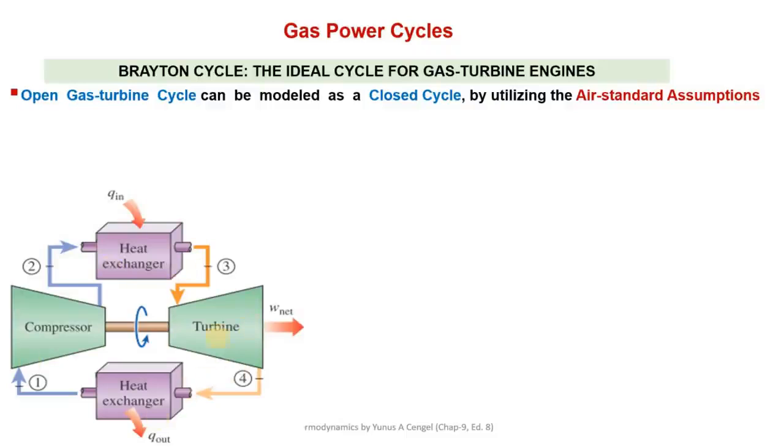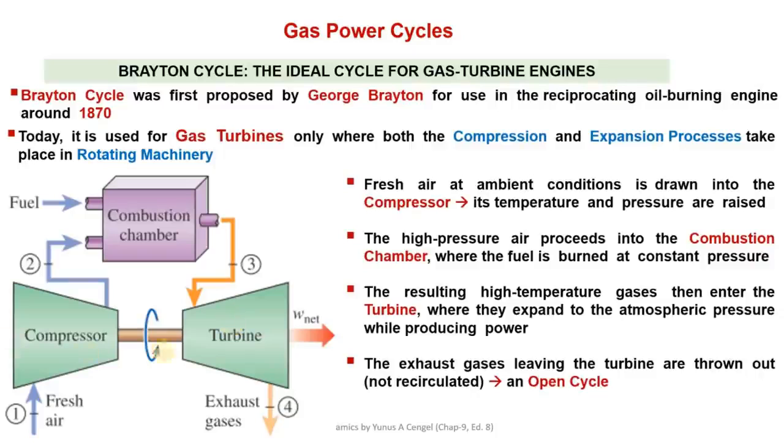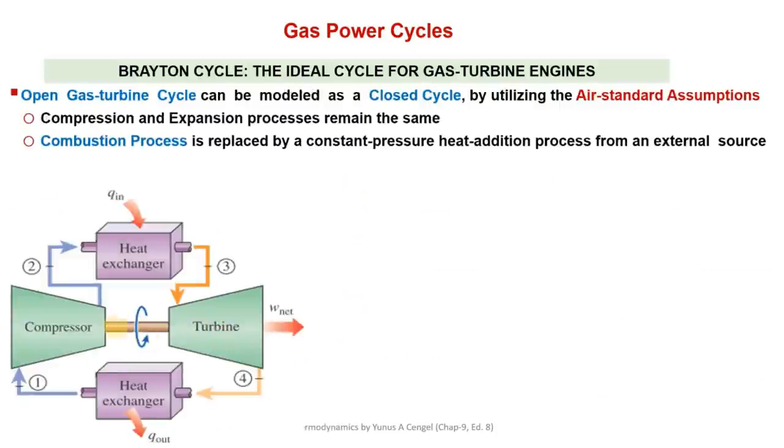So I'm telling you again, if you do not remember why we are doing it, just go to chapter 8 of Thermodynamics 1, where we have studied about these air standard assumptions. Based on those air standard assumptions, this is the resulting cycle. So now let's see again those processes. So here in these air standard assumptions, compression and expansion process remain the same as it was here. There is no change in the compression and expansion process in the compressor and in the turbine, right?